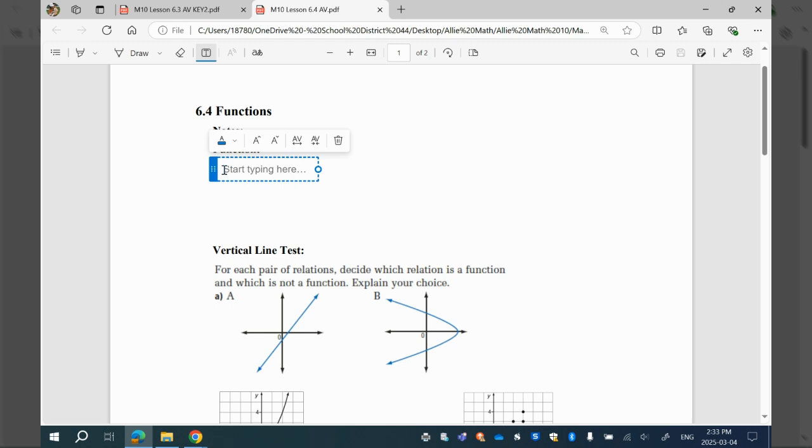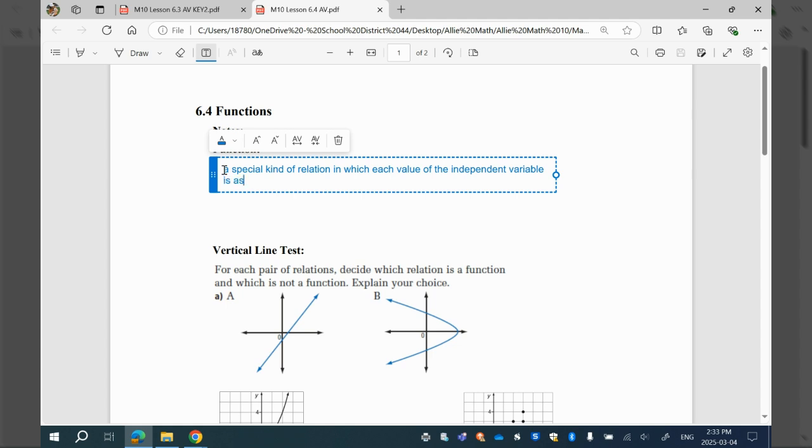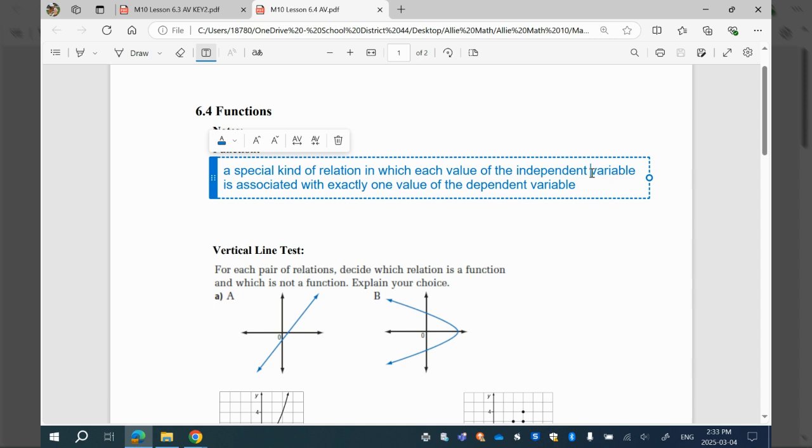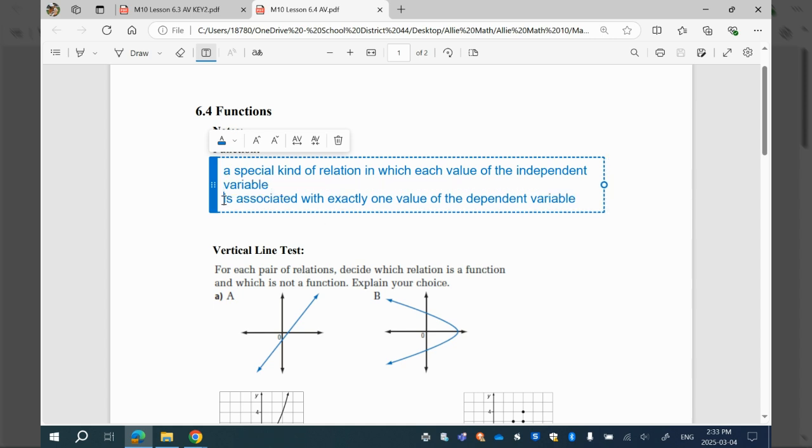It's a relation. It's a special kind of relation in which each value of the independent variable is associated with exactly one value of the dependent variable. And let me make that a little bit bigger. And yeah, as I said, it's a special kind of relation.